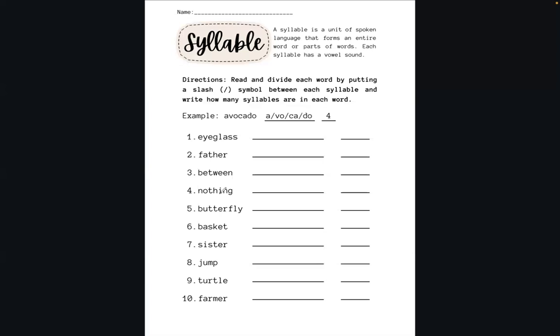So I have the definition of a syllable. A syllable is a unit of spoken language that forms an entire word or parts of words, with each syllable having its own vowel sound. Now we practiced a lot today with VCCCV words, which are vowel, consonant, consonant, consonant, vowel. For example, contrast. I'll write that here.